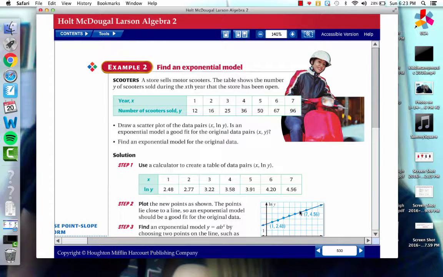So the answer to the part where it says, is an exponential model a good fit? The answer is, of course it is. If it fits as close to possible as a straight line, then the exponential model is going to be good.